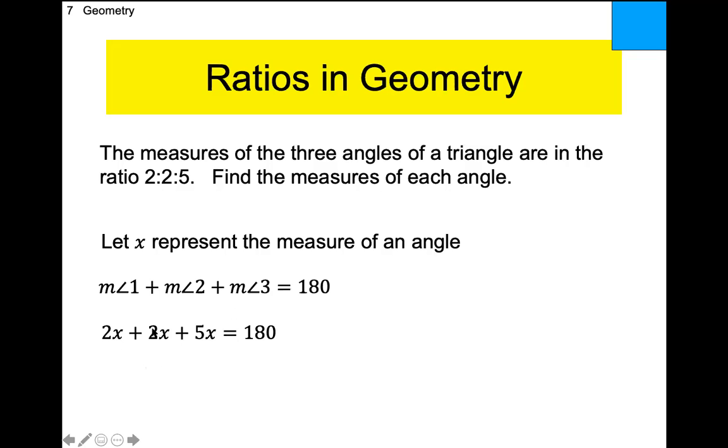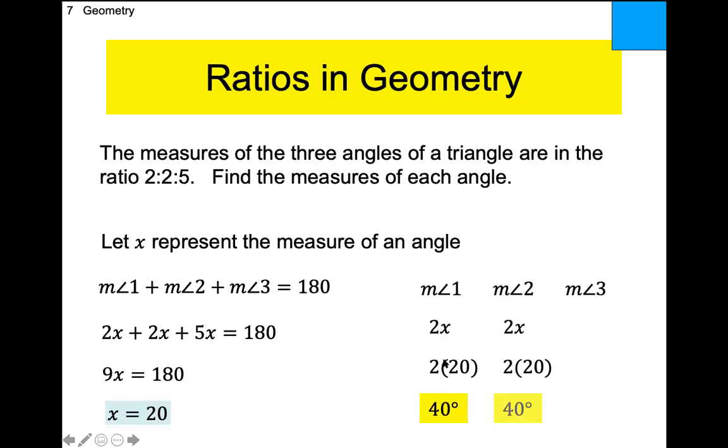All right, 2x plus 5x is 9x. Therefore, x is equal to 20. Now, that's not 20 degrees. That's just the multiple that we will use with these ratios. To find out what each angle equals, we start off with the ratio and do the multiplication. So this one is going to be 40 degrees, and the other one is going to be 40, and then we have 100. It's an isosceles obtuse triangle. That's pretty darn slick how that works.